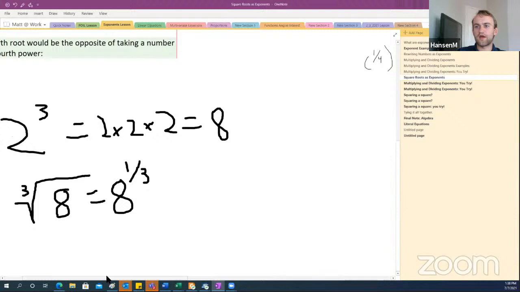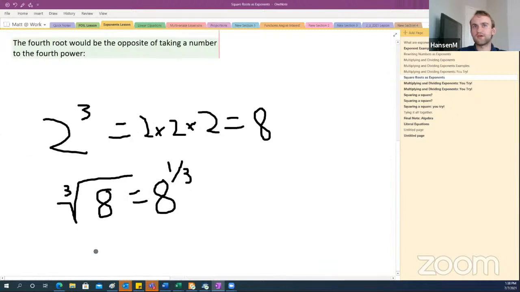What we're asking ourselves whenever we're evaluating the cubed root is, we have some number. What number multiplied by itself 3 times is equal to that number? As we saw above, 2 times 2 times 2, so 2 multiplied by itself 3 times, is 8. So the cubed root of 8 would be 2.